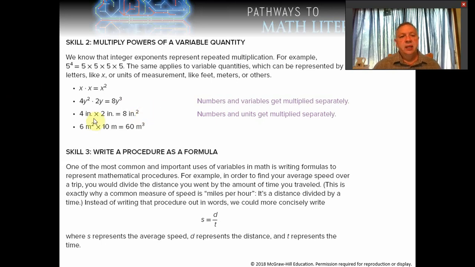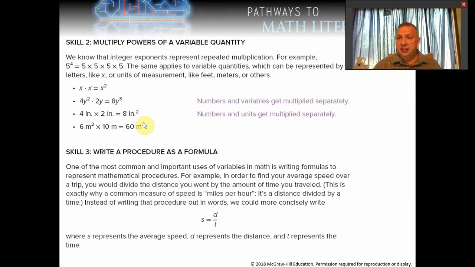Okay. 6 meters squared times 10 meters, that's 60. 6 times 10 is 60, but I still have to keep up with the units. Meters squared times the meter, that's m cubed; 2 and 1 is the 3.